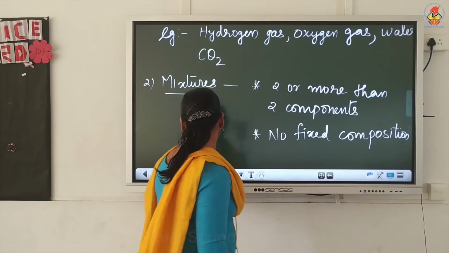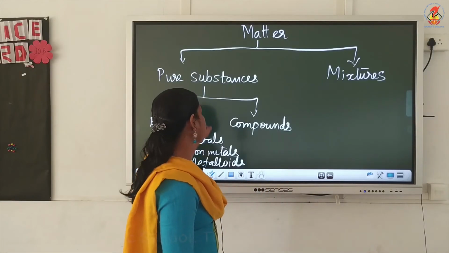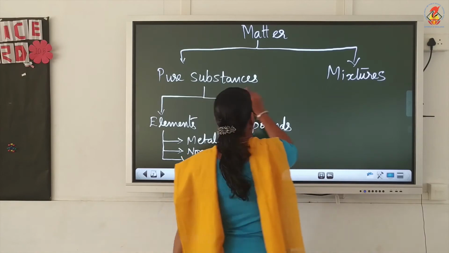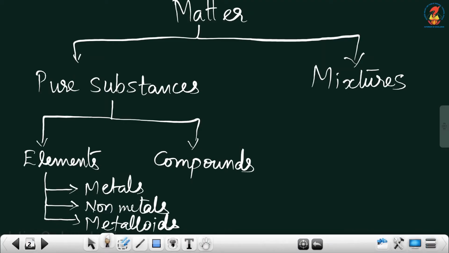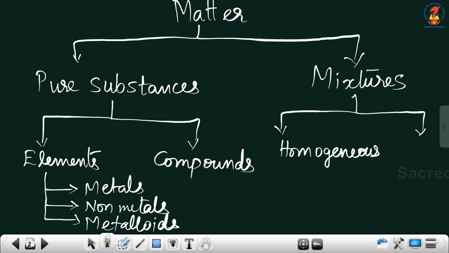We have seen the classification of matter into pure substances and mixtures, and mixtures are again classified into 2: homogeneous and heterogeneous.